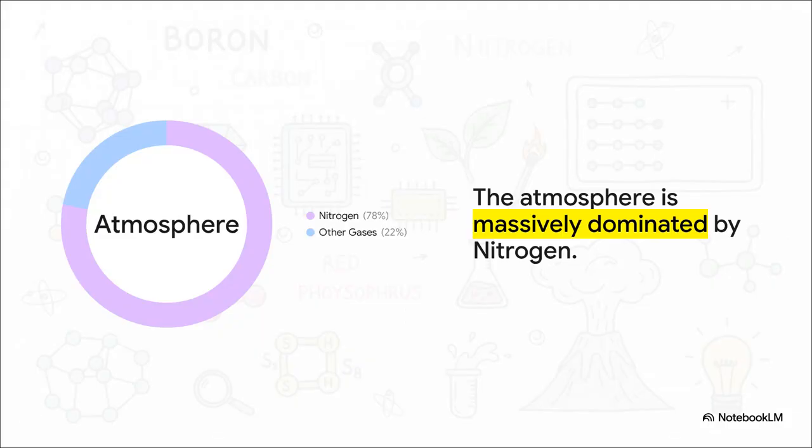Moving right next door to Group 15, we meet the nitrogen family. Take a deep breath right now. The atmosphere you just pulled into your lungs is massively dominated by nitrogen. We're talking a whopping 78% of it. Nitrogen gas is naturally incredibly stable, basically unreactive at room temperature. And that's because it features this super strong triple bond between its two atoms. It takes a ton of energy to break that bond, but once you do, nitrogen becomes the foundational building block for things like proteins, DNA, and the global fertilizer supply.